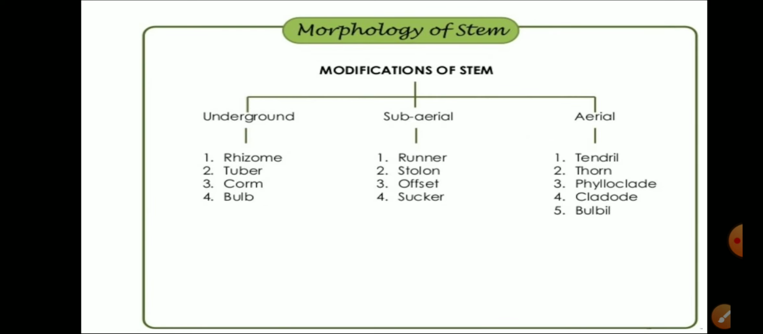The three different types of modifications of stem are underground, subaerial and aerial. Underground include rhizome, found in ginger; tuber, example potato; corm; bulb, the example of bulb is onion. Subaerial include runners, stolon, offset, sucker. Aerial modifications include tendril, thorns, phylloclade, cladode and bulbil.